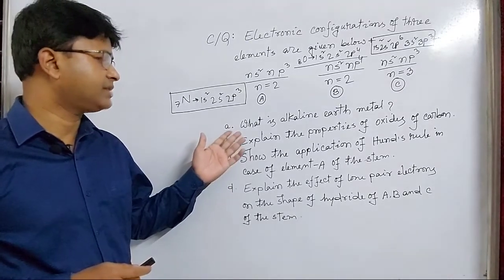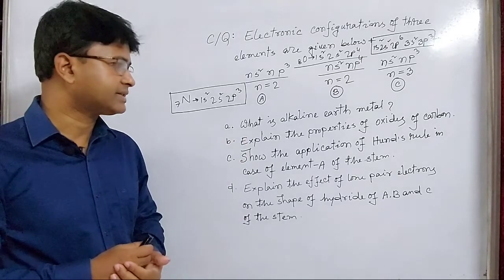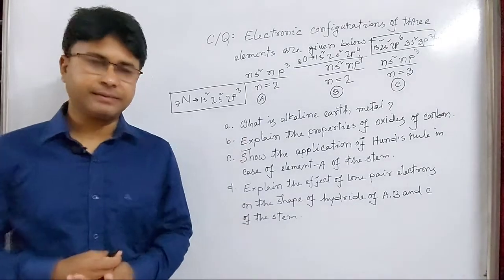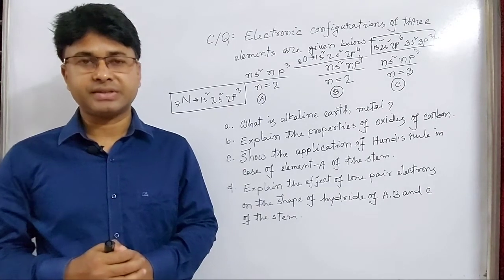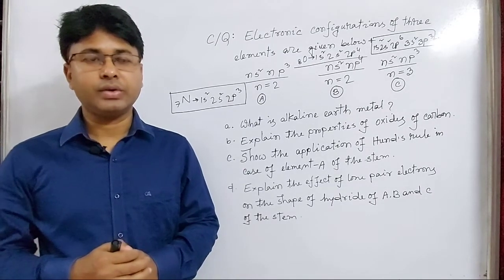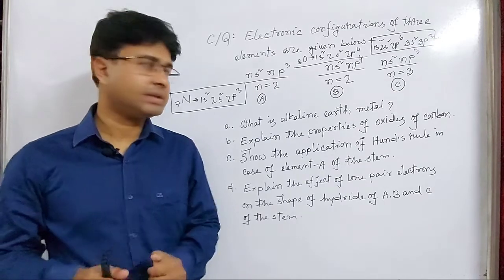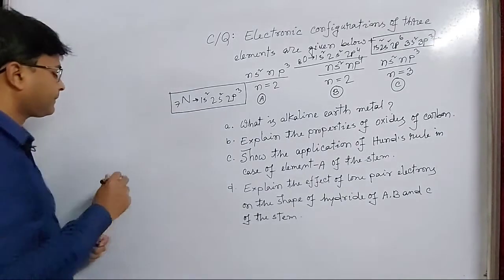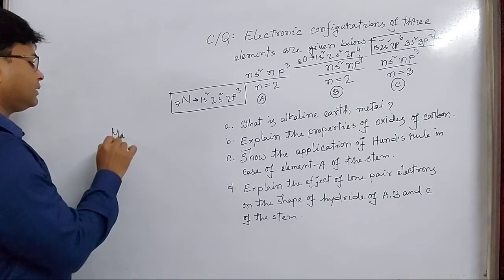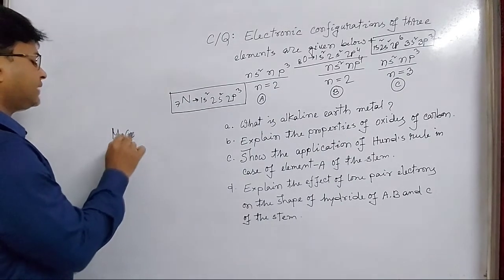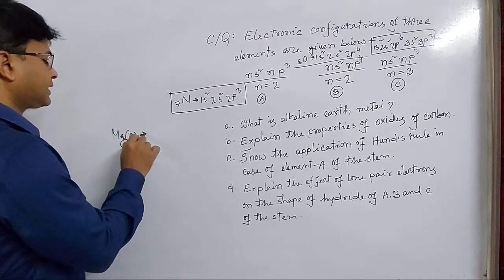The knowledge based question: what is alkaline earth metal? Elements of group 2 in the periodic table are known as alkaline earth metals. Suppose magnesium. Magnesium is an alkaline earth metal.